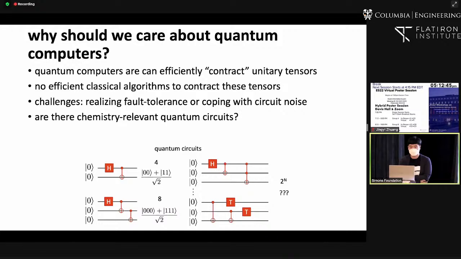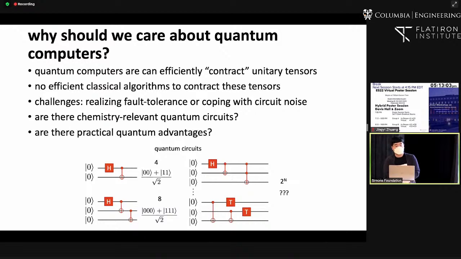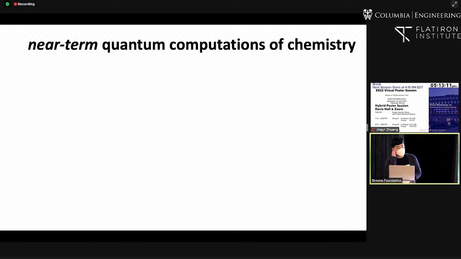The central question we have in the field is, the first one is, are there any chemistry relevant quantum circuits? Are these quantum circuits, these unitary circuits, any useful for doing good computational chemistry problems? Are there any practical quantum advantages that are relevant for computational chemistry? I'm not the first one to ask these questions. People have been thinking a lot about these in the context of near-term quantum computational chemistry problems.